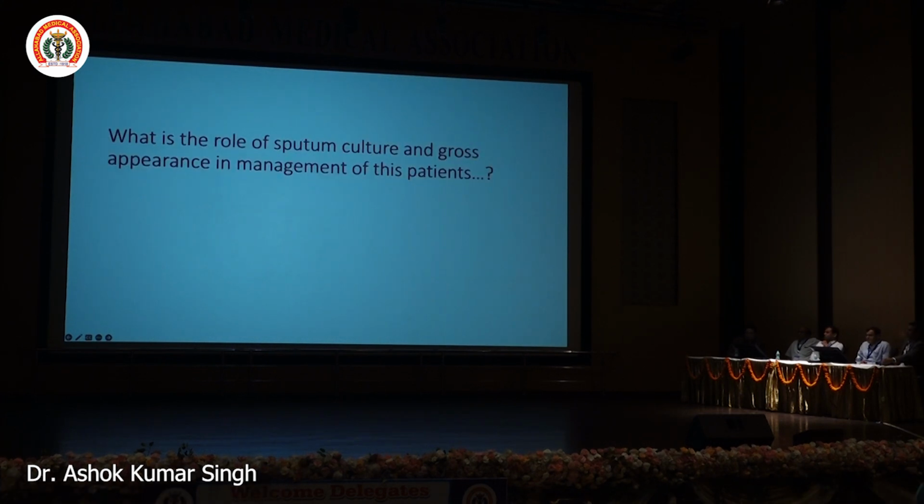So what is the role of sputum culture, and the gross appearance of the sputum, in the management of this patient? We usually ask the patient whether you have a dry cough or you are having some sputum production. What is the role of that point? Should we send the sputum for examination, or is the gross look of the sputum significant?